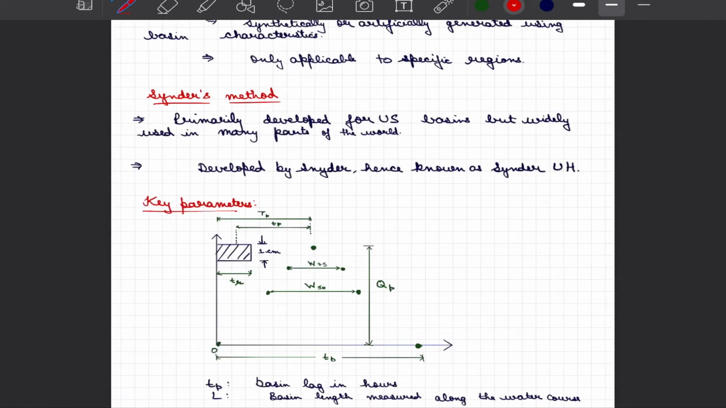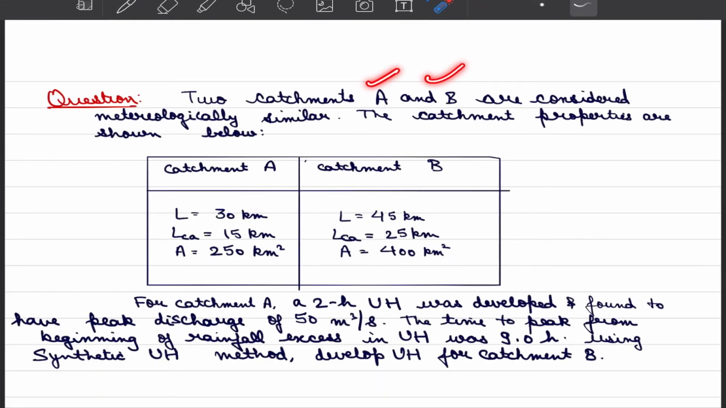To understand this entire theory, let us look into one example which we again borrow from our textbook. Here the question is that there are two catchments, A and B. A could be Ganges, B could be Yamuna, and they are considered meteorologically similar. So the catchment properties are shown below. For catchment A, we know the length of the farthest point along the channel as 30 kilometer. Length of centroid from mouth of river is given as 15 kilometer. Area of that catchment is 250 square kilometer. For catchment B, we know L, LC, and area is 400 square kilometer.